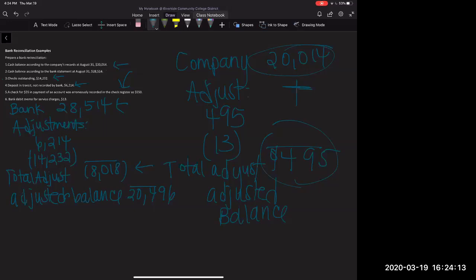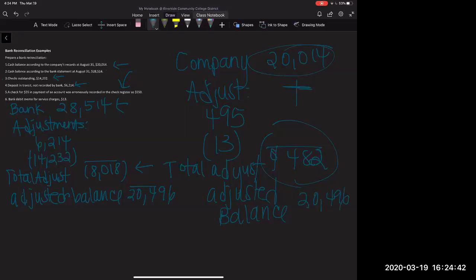sorry, this is incorrect. Pardon me. Sorry, guys. If I do $495 less my $13, that comes out to $482. And then I do my total adjusted balance. Sorry, guys. I'm going to do that plus my 20,014, and that comes out to an adjusted balance of $20,496.